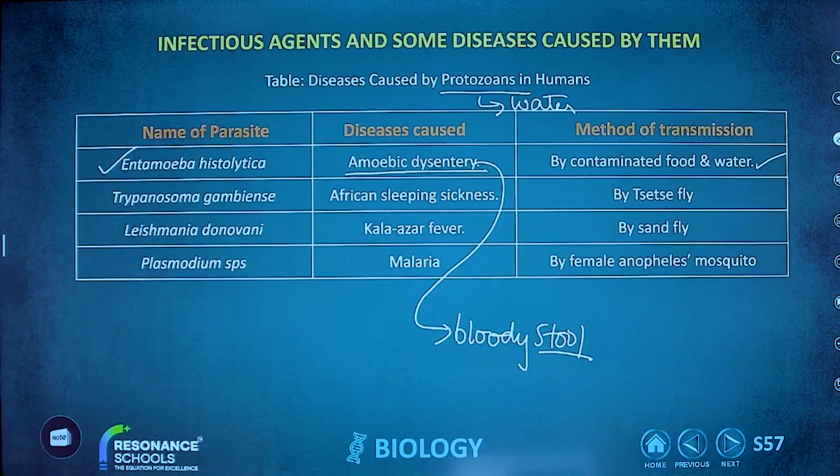So, what are the next one? African sleeping sickness. Everyone, Entamoeba histolytica, please write. It will be happening for 1 to 7 days. It takes 1 to 7 days to recover. Okay. Right, all of you?